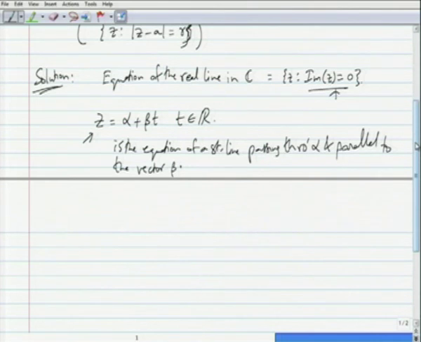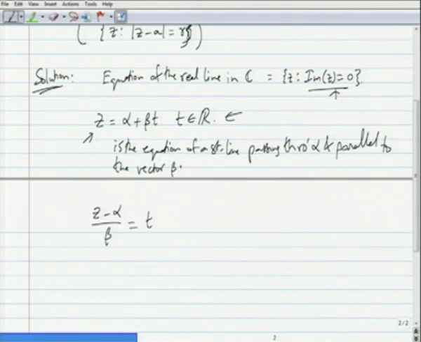Now let us try to eliminate the real parameter t. We do not want the real parameter. So, what we can do is, we can write z minus alpha by beta and look at its value. We will assume that beta is non-zero. If beta is 0, we do not have a line here, we just have a point. So, it is a degenerate line. So, we will allow beta not to be 0, and then z minus alpha by beta is equal to t, which belongs to R.